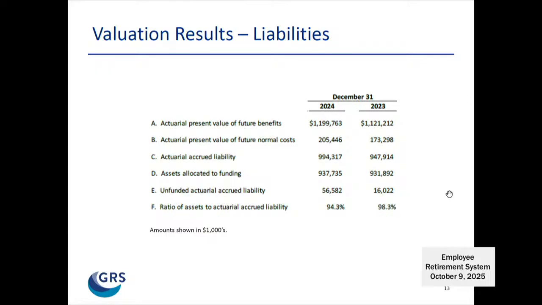From your $994 million, we subtract $937 million. That is that valuation asset that we spoke about a couple pages ago. We do not subtract the market value from it because we want to try to get rid of that volatility. The result is 56.582. It's a positive number this year as it was last year, meaning that you are now underfunded by $56.582 million. And your funded rate is 94.3%.